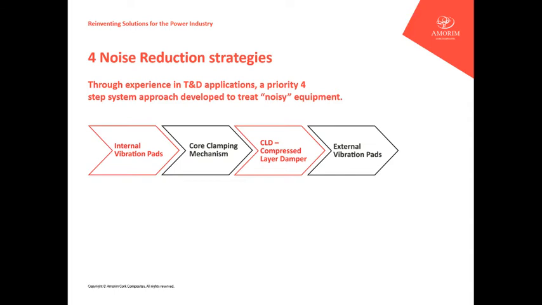The third solution is the CLD, which stands for compressed layer damper, which is a solution for inside the tank wall. It's a sandwich inside the tank wall to provide stiffness to the wall. And finally, external vibration pads that are to be used outside of the transformer.